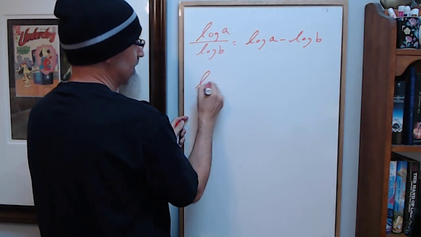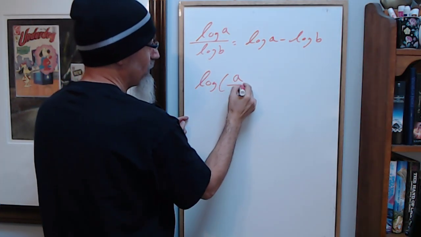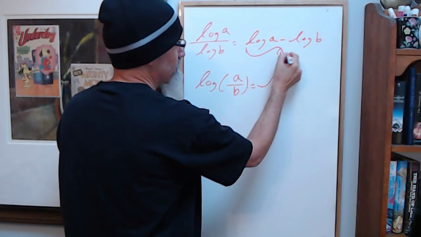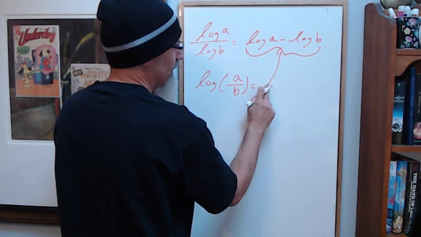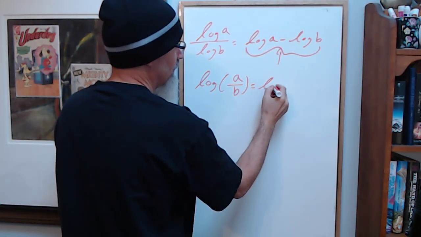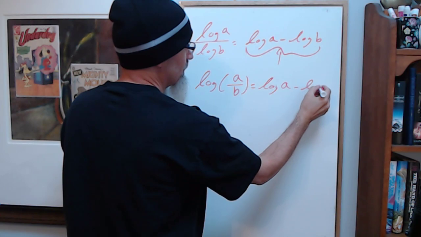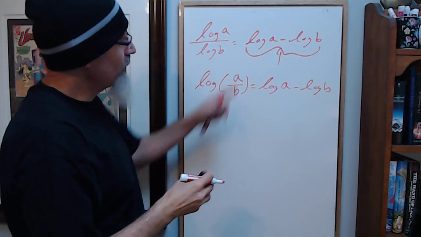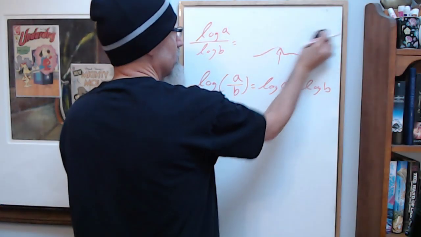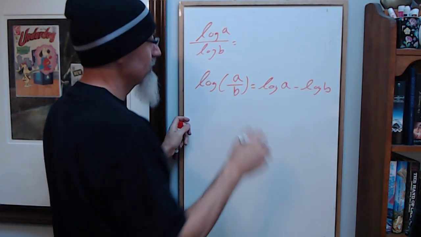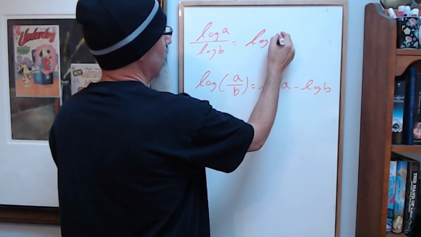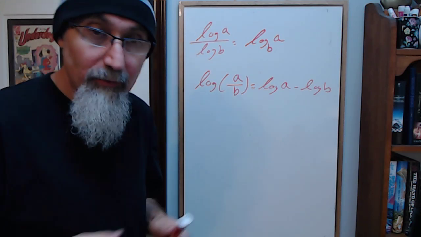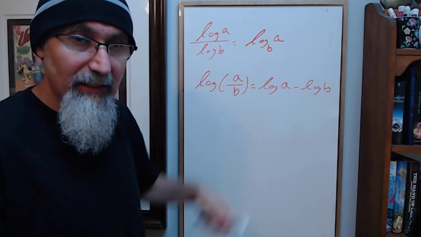Log A over B is equal to this: log A minus log B. This guy is not equal to that. This guy is equal to log A with a base B. Okay. What you wrote down is a common mistake that a lot of people make.